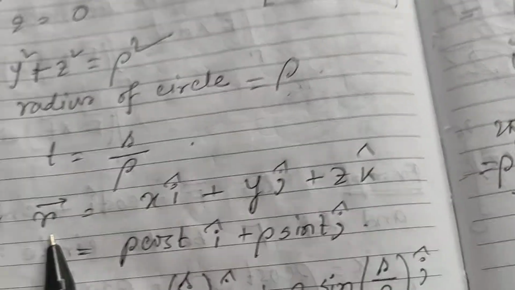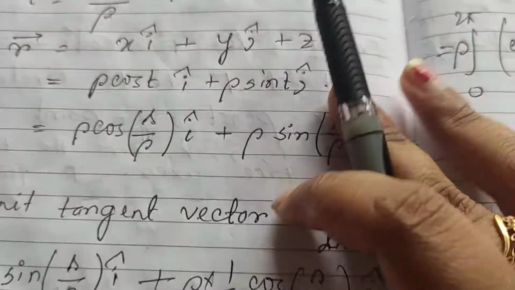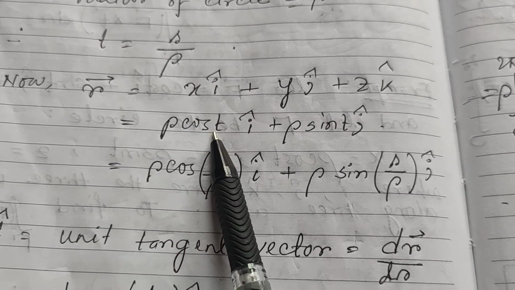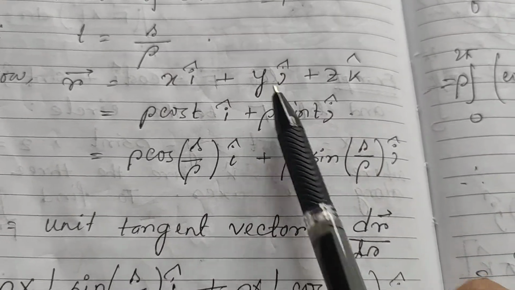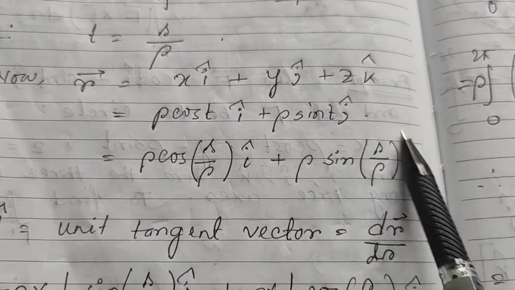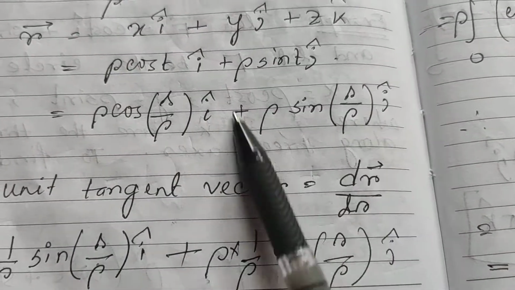So now the r vector we can write in this way: x i cap plus y j cap plus z k cap. X means what? Rho cos t. We know this already, it is given in the question. Y equals rho sin t, and z is 0, so it will not be there. So we get the r vector as this.